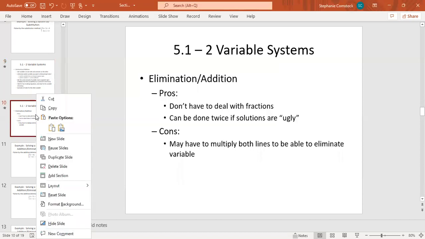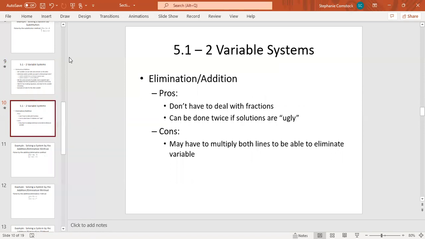Now, pros and cons. Pros, you don't have to deal with fractions. You can keep everything in whole integer values. And if you get an ugly solution, then you can do it twice. We are going to look at one of those. Now, the con, you may have to multiply both lines in order to be able to eliminate the variable. We'll see how that process goes.